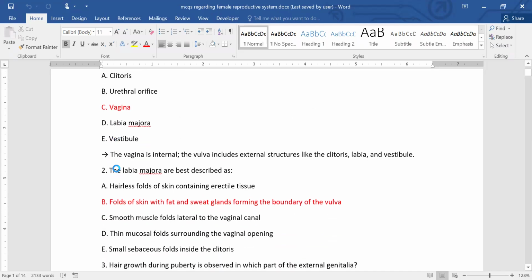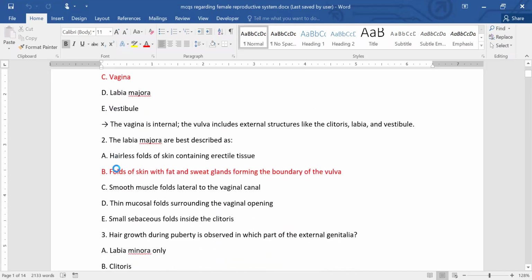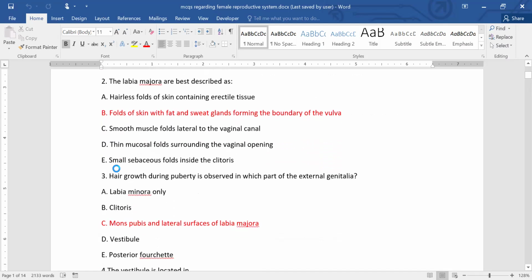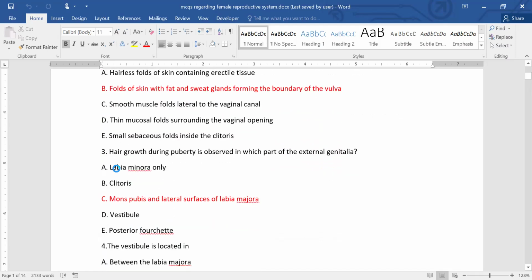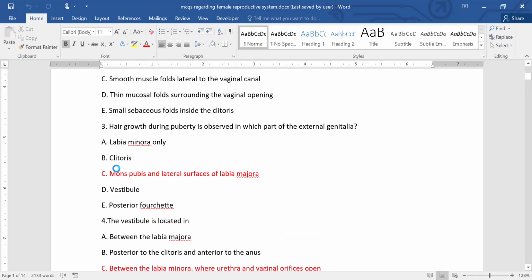Now, labia majora are best described as folds of skin with fat and sweat glands forming the boundary of the vulva. Hair growth during puberty is observed in which part of the external genitalia? Not the labia minora, not the clitoris, not the mons pubis only; the lateral surface of the labia majora is the correct answer. There is no hair on the vestibule, and no hair on the posterior.